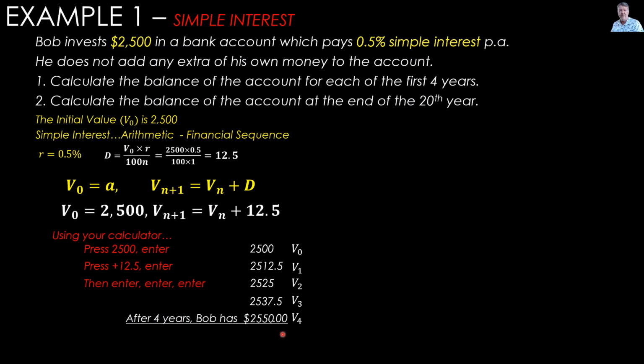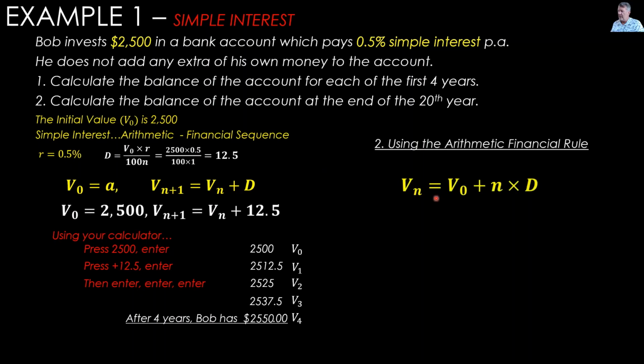Looks the same as the stuff we've already done. Let's do part 2, the balance after the 20th year. So we use the rule, which was Vn equals that. We've already worked out the important bits. We've worked out the D. So N's 20, 2,500 for V0, and D is 12.5.